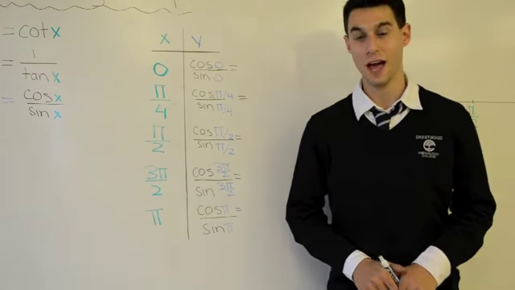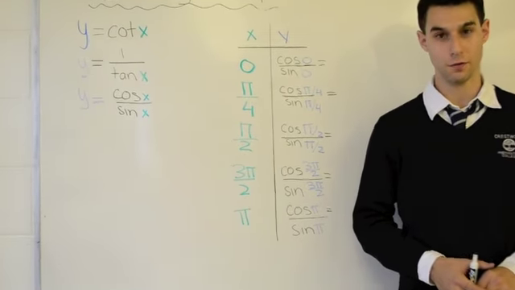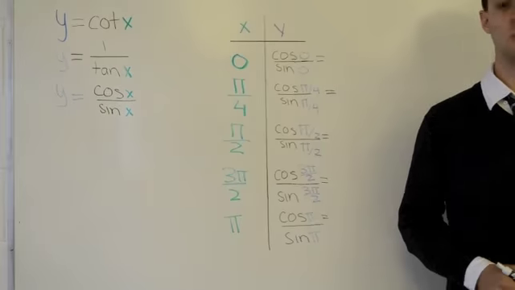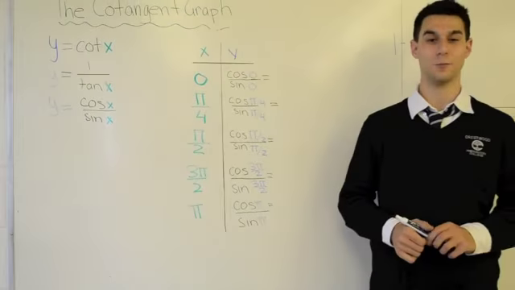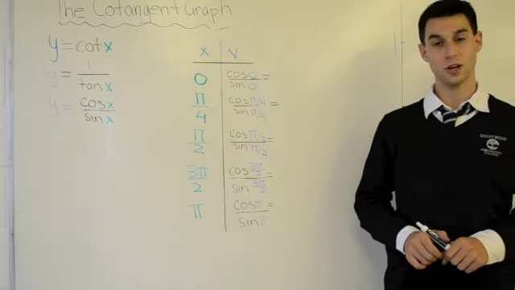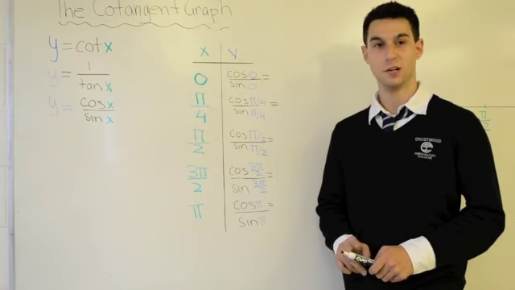We're going to start with our x values at 0 radians and increase by an interval of pi over 4 radians. Since there is no cotangent function on our calculator, we must use one of the two equations that we derived that equal cotangent x. I'm going to use y equals cosine x over sine x. Let's start with our x value at 0.